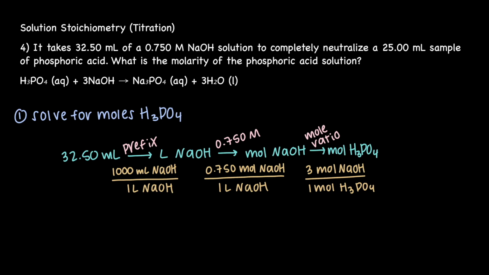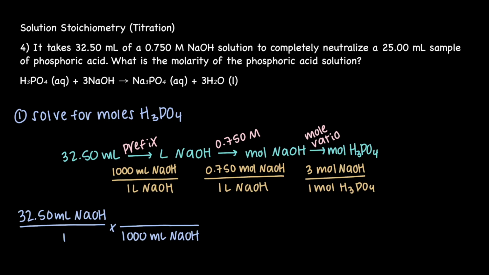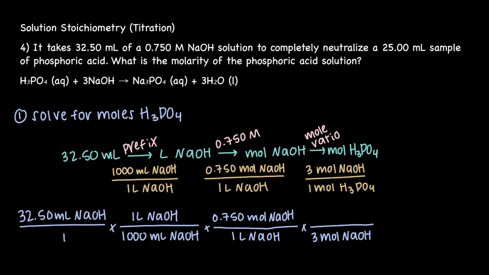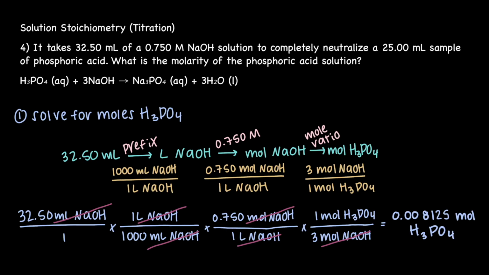Setting up units to cancel, we start with 32.5 milliliters of sodium hydroxide over 1. In the next fraction, 1,000 milliliters of sodium hydroxide goes on the bottom and 1 liter of sodium hydroxide on the top. In the next fraction, 1 liter of sodium hydroxide goes on the bottom and 0.750 moles of sodium hydroxide on the top. In the next fraction, 3 moles of sodium hydroxide goes on the bottom and 1 mole of phosphoric acid on the top. Milliliters cancel out, liters cancel out, moles of sodium hydroxide cancel out, and we are left with moles of phosphoric acid. Solving, we get 0.008125 moles of phosphoric acid.